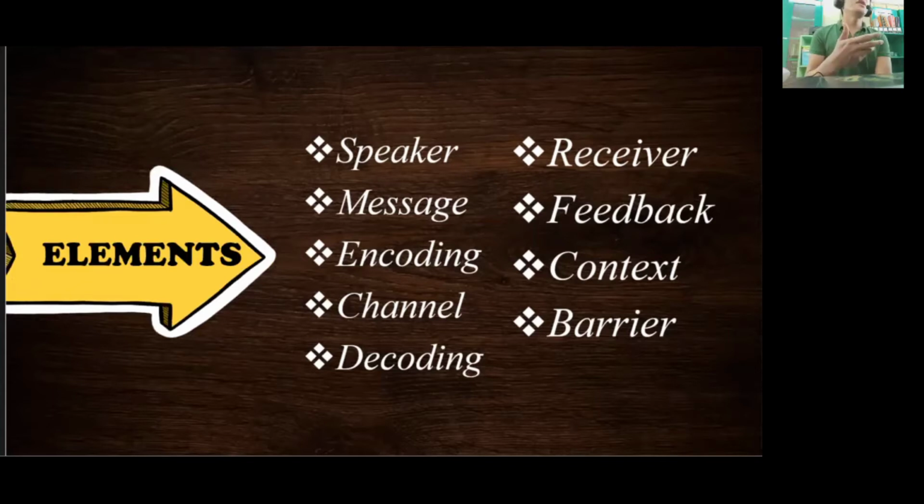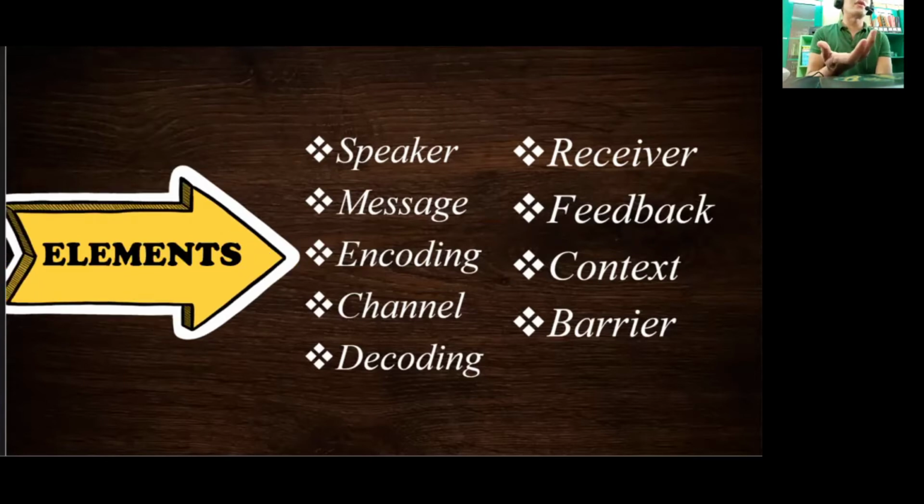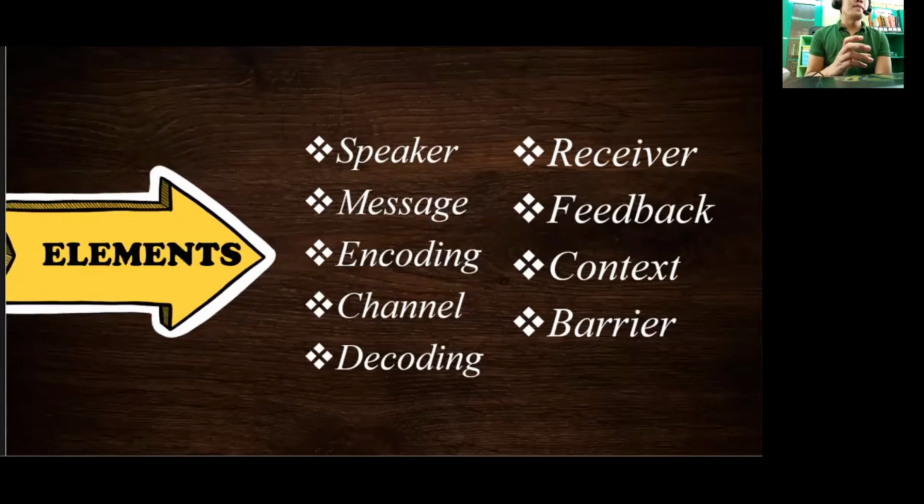So, meaning to say, before the message will be transmitted to the receiver, the speaker will first try to understand what to say. That process is what we call encoding. Fourth, we have channel. It's the medium or the means, such as personal or non-personal, verbal or non-verbal.